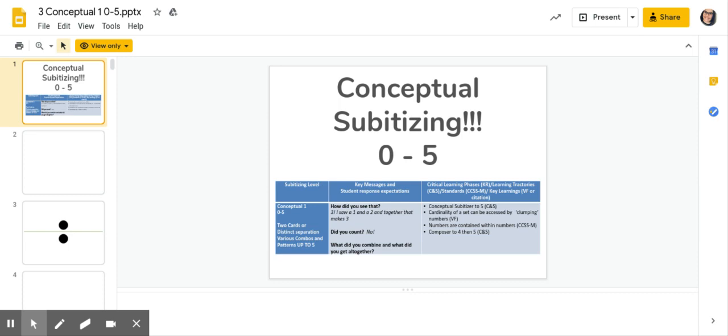Today I want us to do some subitizing up to five. This is something that we did in the classroom every single day, and I hope that you're practicing at home to subitize. First, let's review, what does it mean to subitize?